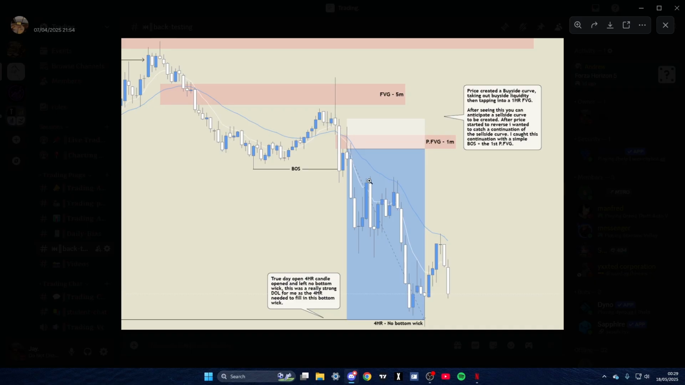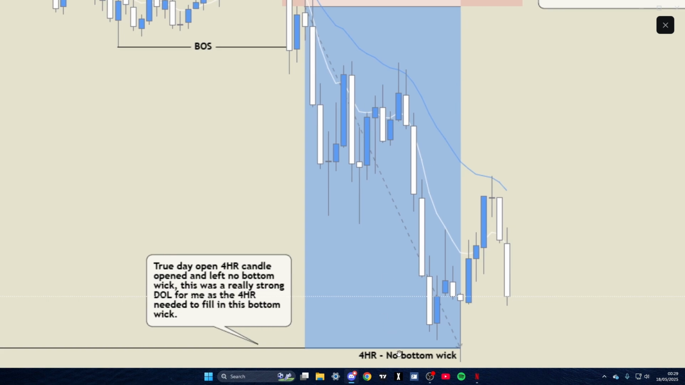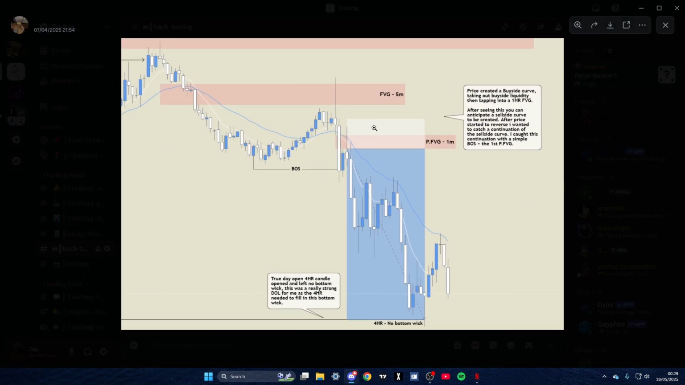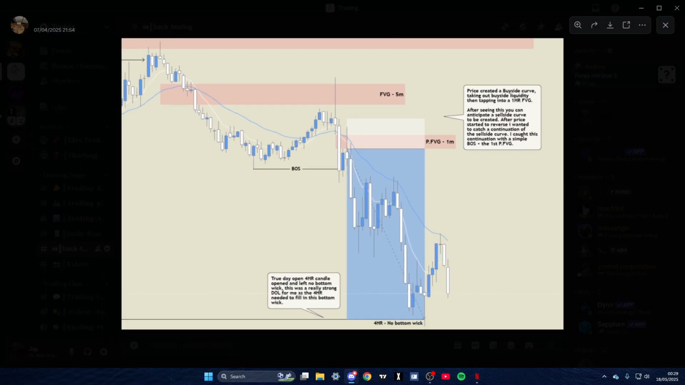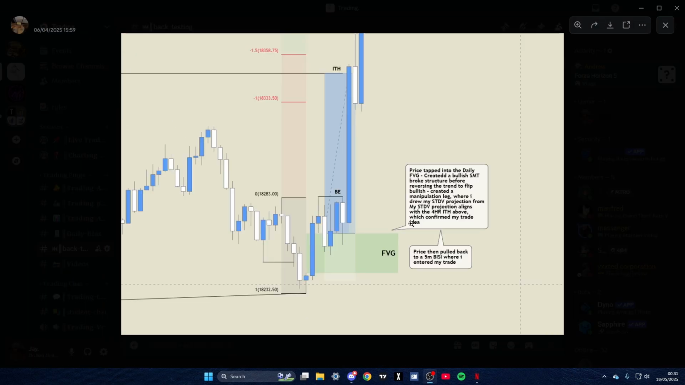Here's your entry, and it sent price lower to my target. So this is another perfect trade. It also has our accumulation, our manipulation, and our distribution lower. Okay, so right here, this is going to be the last trade that I go over before I find some more demonstrations.